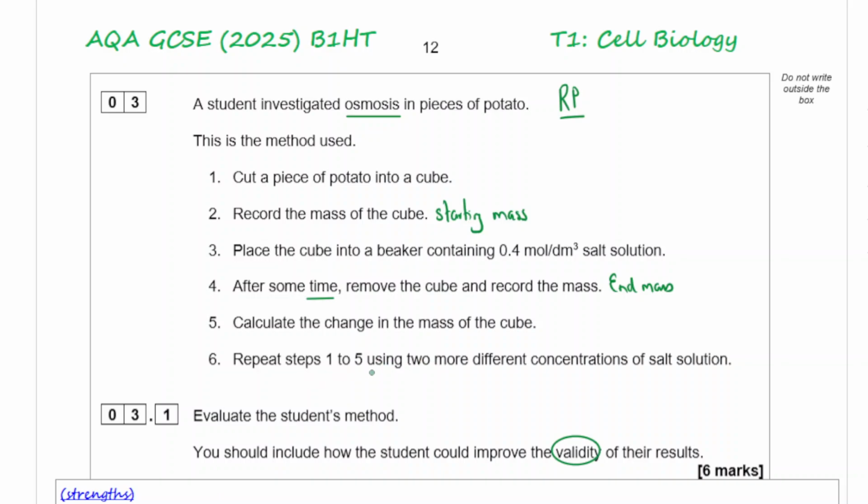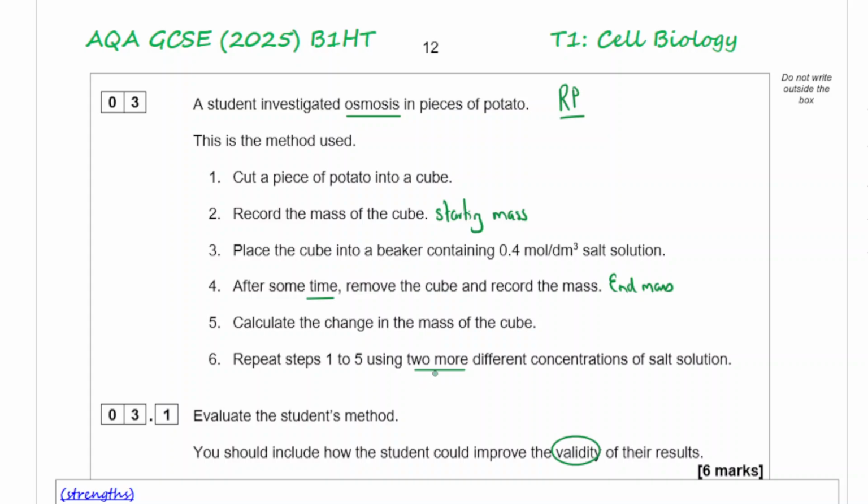Repeat steps 1 to 5. So they're not mentioning repeating the same concentration at least 2 more times to get an average as well. And they haven't actually mentioned the different concentrations that they want to test. And 2 more concentrations is not enough. At least 4 more concentrations would be good. They haven't mentioned comparing it to adding the piece of potato into pure water or distilled water, so that you can actually compare it as well.